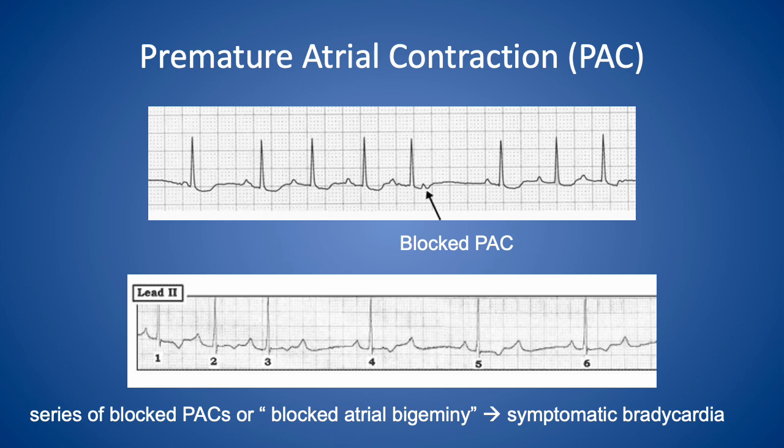This is an example of a PAC that's a blocked PAC, and the black arrow shows you where the P wave is. You can see that there was no QRS conducted through, followed by that compensatory pause, and then it resets. If you have a series of blocked PACs, or a blocked atrial bigeminy, this can present as a symptomatic bradycardia, because you have a QRS followed by a blocked PAC, followed by that reset, followed by that QRS. On the telemetry, you would only see the QRSs, and this would show up as a severe symptomatic bradycardia, but in reality, all it is is a blocked atrial bigeminy.